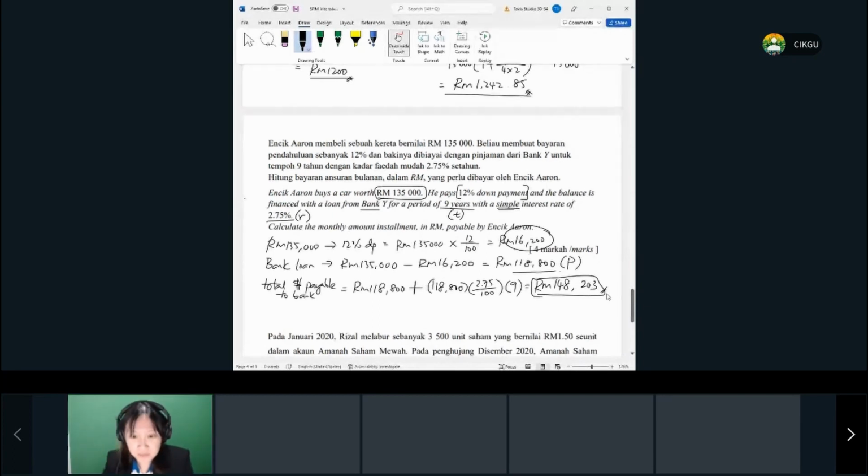Some students who are a little bit more RM sensitive say, hey, wait. Are you telling me I lend money from the bank, I only lend 118 something? Hello, I need to pay back the bank 148 something. I need to pay back an additional 30K difference. I say yes. Yes. That is the interest. That 30K is the interest that you need to pay to the bank on top of the money you lend from the bank.